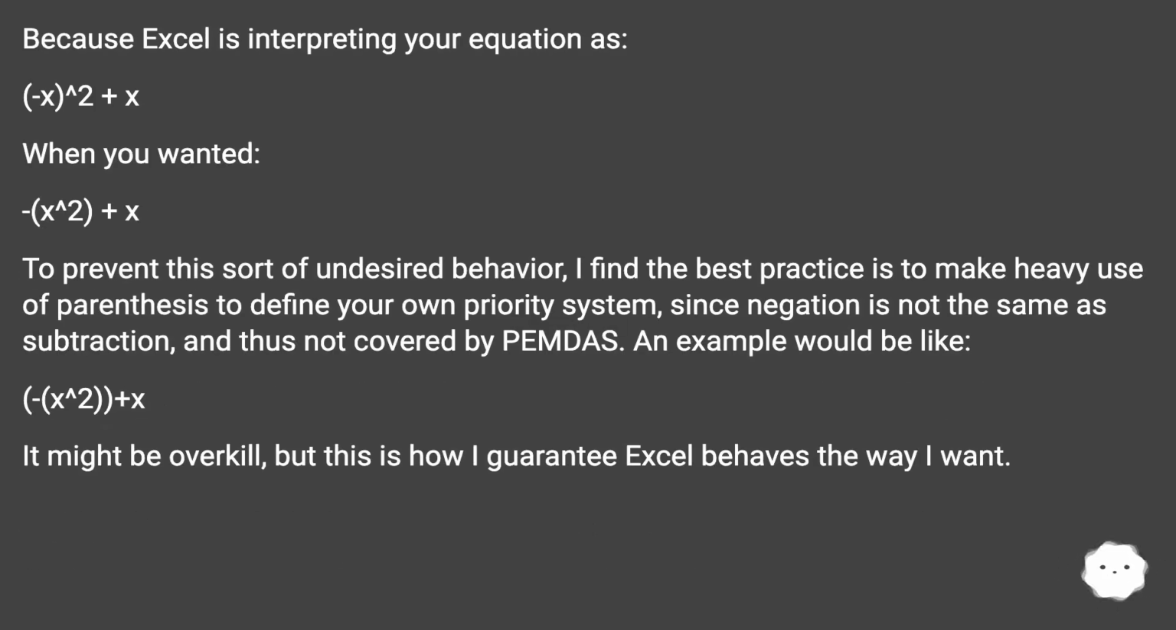Because Excel is interpreting your equation as (-x)^2 plus x, when you wanted -(x^2) plus x. To prevent this sort of undesired behavior, I find the best practice is to make heavy use of parentheses to define your own priority system, since negation is not the same as subtraction, and thus not covered by PEMDAS. An example would be =-(x^2)+x. It might be overkill, but this is how I guarantee Excel behaves the way I want.